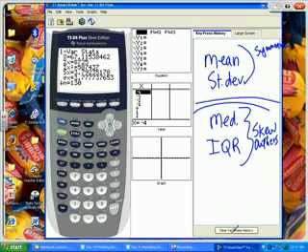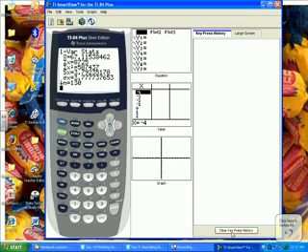The 5-number summary will build you a box plot. The 5-number summary is the numbers you need to build yourself a box plot. And you use the 5-number summary to build a box plot. Okay, so let's do a histogram.